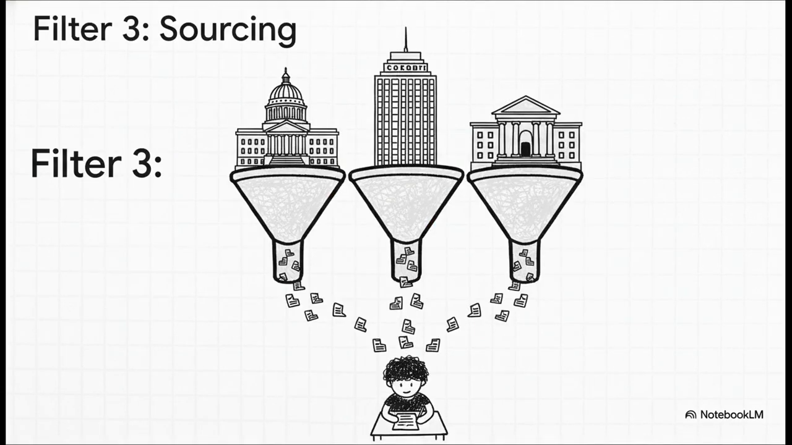Okay, filter number 3 is sourcing. Journalism is a tough, fast-paced business. To keep the news cycle going, journalists need a steady, reliable flow of information. So where do they turn? Often to official sources: government press briefings, corporate PR offices, and think tank experts. These sources are seen as credible, and they can pump out a ton of information, but they also represent powerful interests.